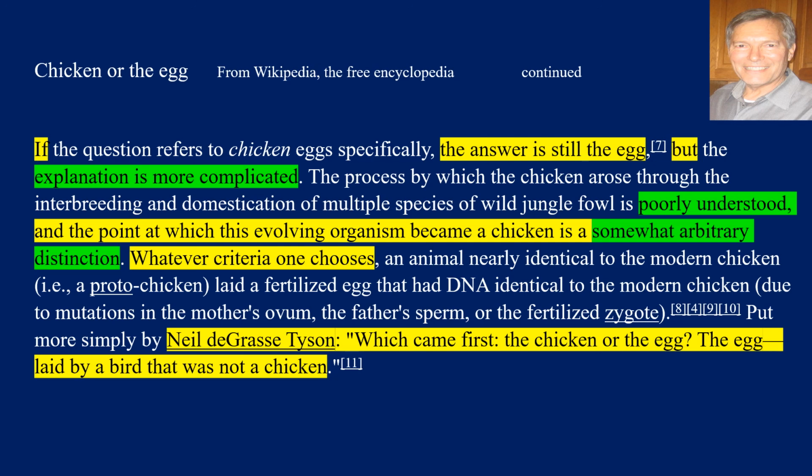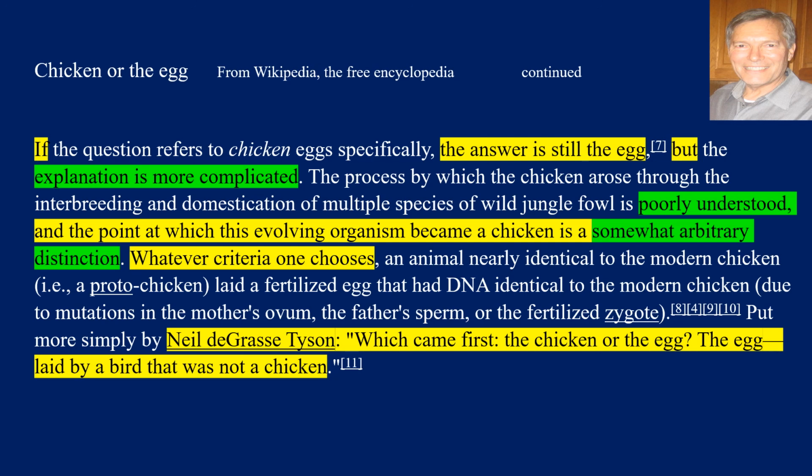Continuing. If the question refers to chickens' eggs specifically, the answer is still the egg, but the explanation is more complicated. The process by which the chicken arose through the inbreeding and domestication of multiple species of wild junglefowl is poorly understood. And the point at which this evolving organism became a chicken is somewhat arbitrary distinction. whatever criteria one chooses. An animal nearly identical to the modern chicken, proto-chicken, laid a fertilized egg that had DNA identical to the modern chicken due to mutations in the mother's ovum and the father's sperm, or the fertilized zygote, but more simply by Neil deGrasse Tyson. Which came first, the chicken or the egg? The egg, laid by a bird that was not a chicken.